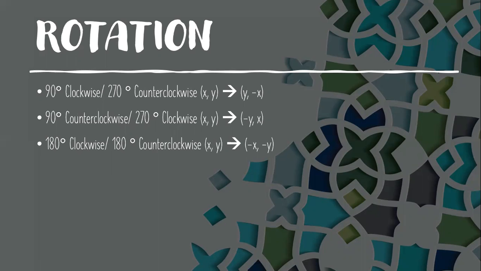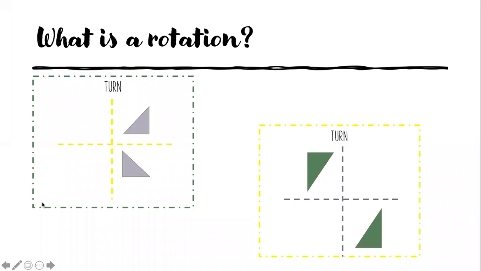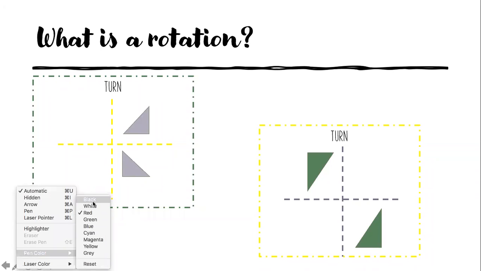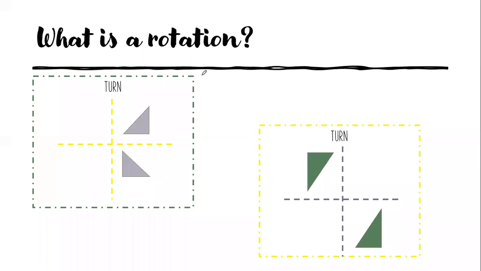So rotation, we're doing rotating 90 degrees clockwise, which is the same thing as 270 counterclockwise. 90 degrees counterclockwise is the same thing as 270 clockwise. And 180 clockwise is the same thing as 180 counterclockwise. Okay? So those key words, the description words: rotation is a turn. I am turning a figure.